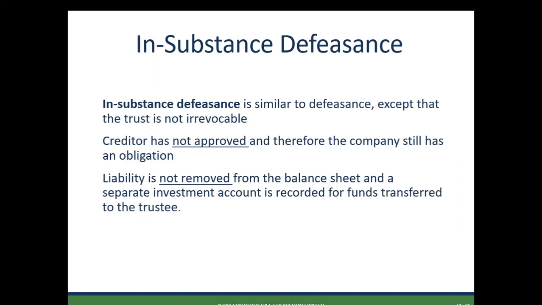In substance, defeasance refers to the practice of establishing a trust for bond interest and principal repayment, even though the original bond indenture does not specify that defeasance can occur. In this case, the trust is not irrevocable since the company establishes the trust without creditor permission and sometimes without their knowledge. Since the creditor has not approved the defeasance, there is no legal release of obligation, so the liability is not removed from the balance sheet, and a separate investment account is recorded for funds transferred to the trustee.